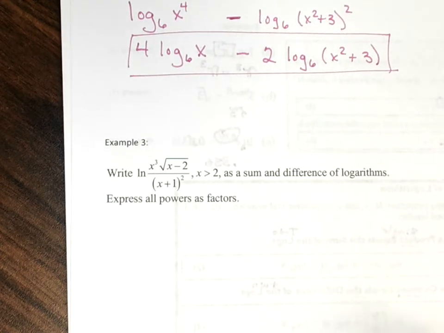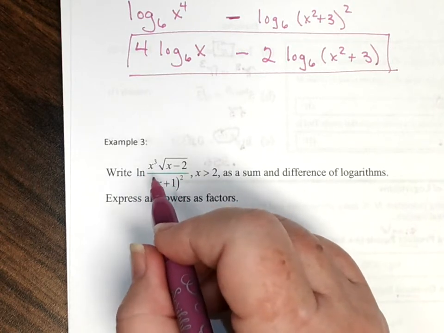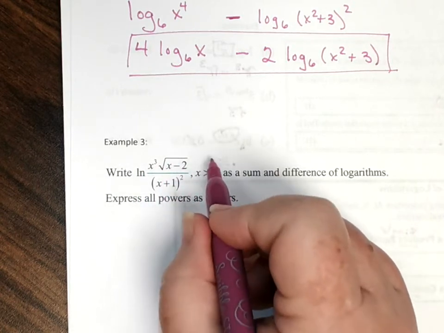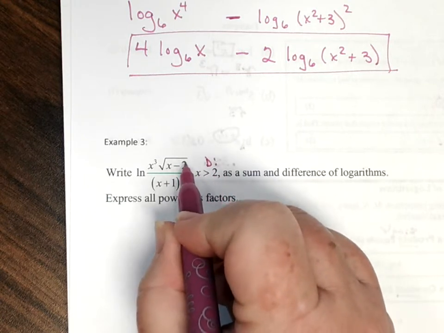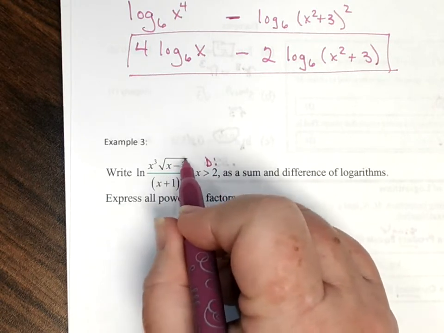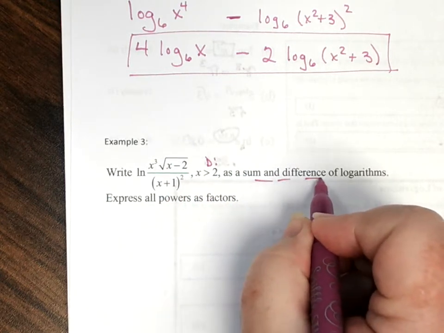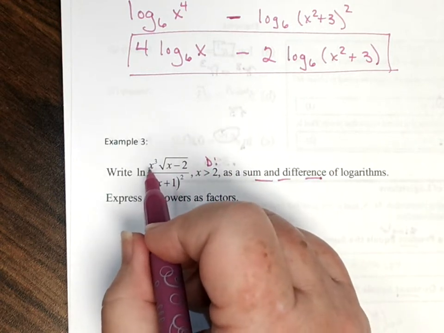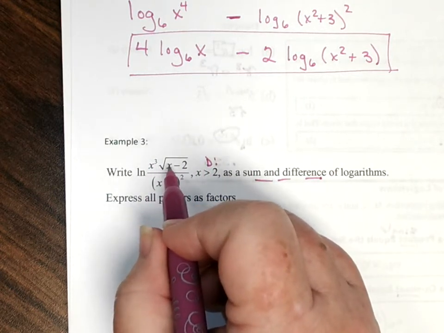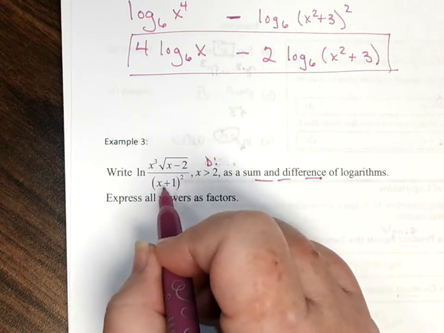One more expanded problem. Let's take a look at this. It says write the natural log of a division here with our domain where x is greater than 2. Can you see where that comes from? Right here under this square root, it has to be positive. But then it says write it as a sum and difference. Well, why do you think that there's a sum and difference? That's because this problem is x cubed times the square root of x minus 2, divided by x plus 1, all squared.